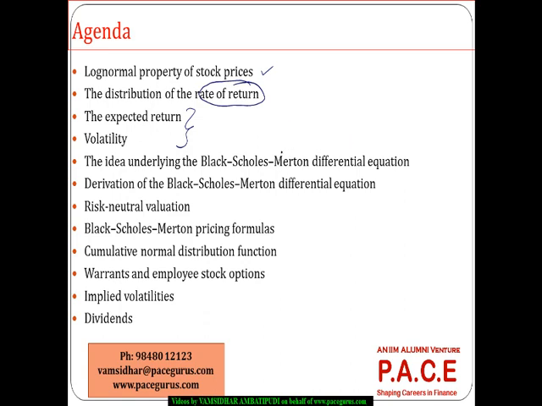Then the basic idea underlying the Black-Scholes Merton differential equation. We'll do a derivation of the Black-Scholes Merton differential equation, then try to understand risk neutral valuation and come out with the formulas which are used by Black-Scholes Merton for pricing the options. And in that formula, we use cumulative normal distribution functions called N(d1) and N(d2). So we'll try to understand what they are.